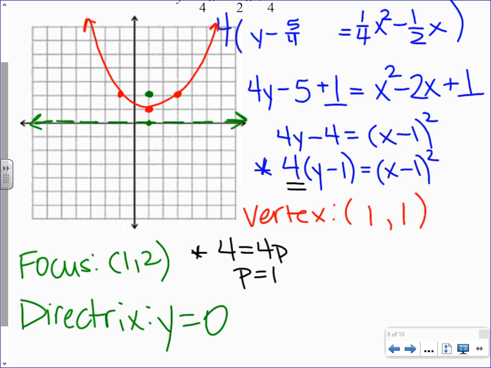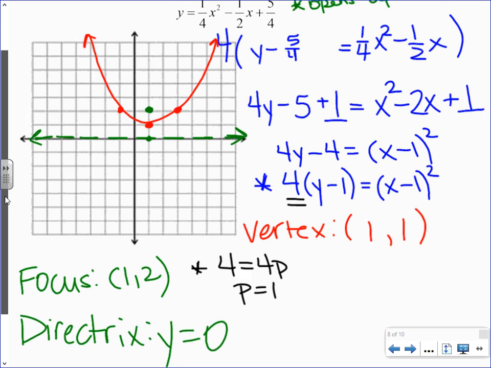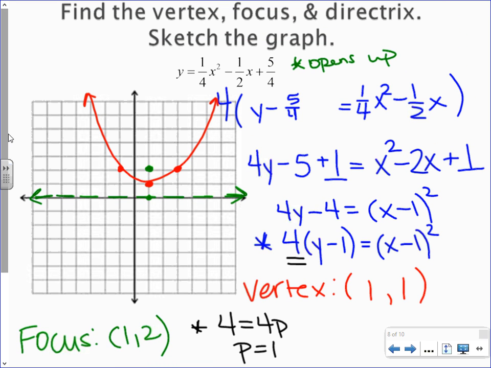Any questions before we move to our last example? Okay, what I want to point out quickly before we move to our last example, Jackson had a really great idea of multiplying by that 4 so we could complete the square. What I was going to do was factor out the 1/4, right? And complete the square. His way made it a little bit easier for us.